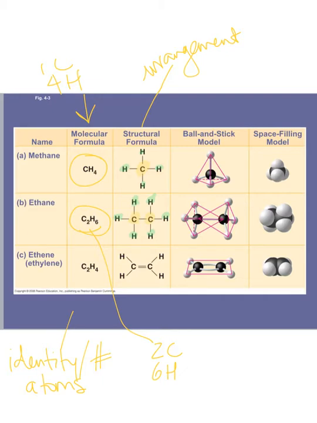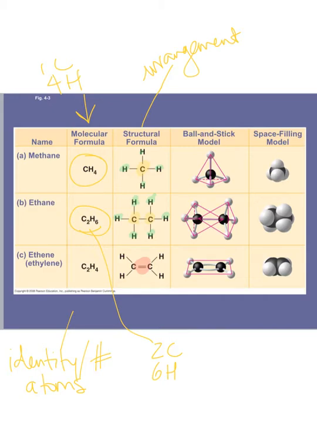Ethylene, for example, that's a special one because we have this double bond here. So remember I told you carbon can form single covalent bonds or double covalent bonds. So ethylene has 2 carbons and 4 hydrogens, but it also has that double bond.